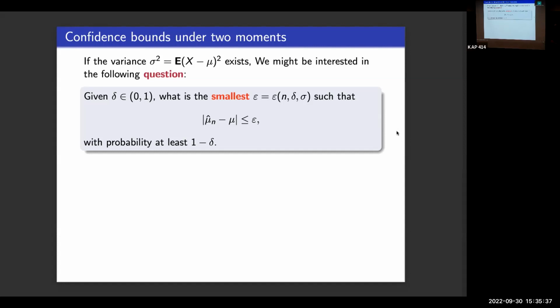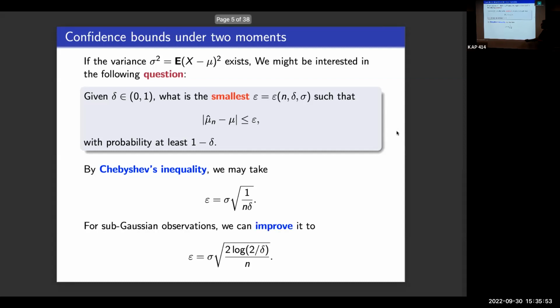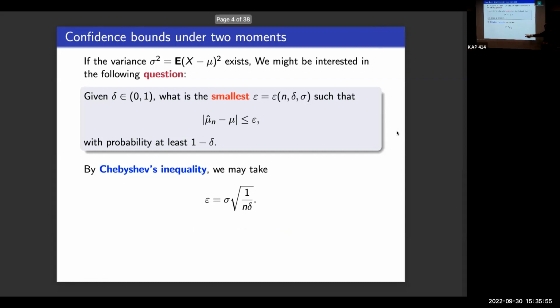So without making any assumption on the distribution, under just the existence of two moments, it turns out that you can use the basic inequality, Chebyshev's inequality, to quantify this epsilon, the width of this interval. And it turns out that if you make no assumptions, your interval would scale as 1 over delta. So if delta is your confidence level, which is usually very small, like 1%, then the width of the interval would scale inversely proportional to delta. And the dependence on delta is quite bad. It's 1 over delta.